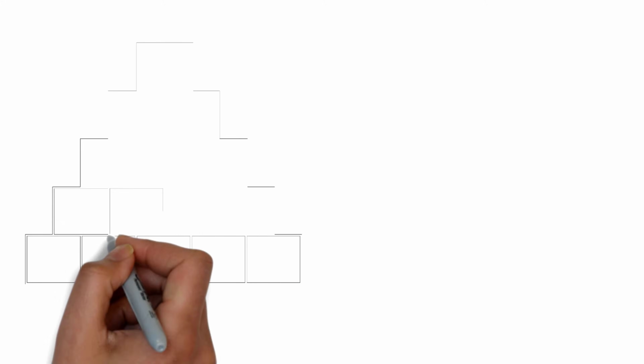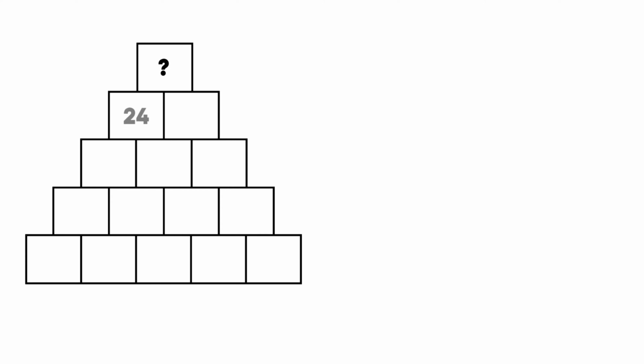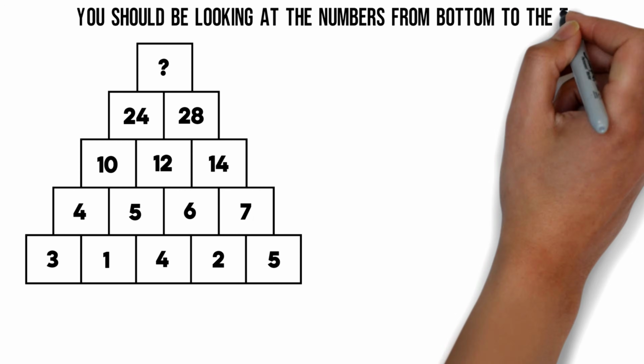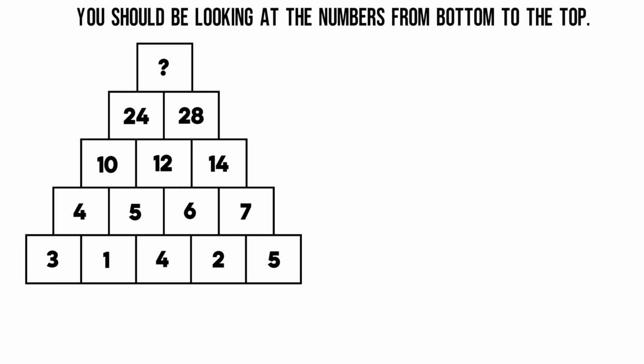Well, here, to be honest, I tried to trick you. I went in describing numbers from top to bottom, but in reality, you should be looking at the numbers from bottom to top. If we start from the bottom row, for example with numbers 3 and 1, you see that the sum of 3 and 1 will add up to 4.